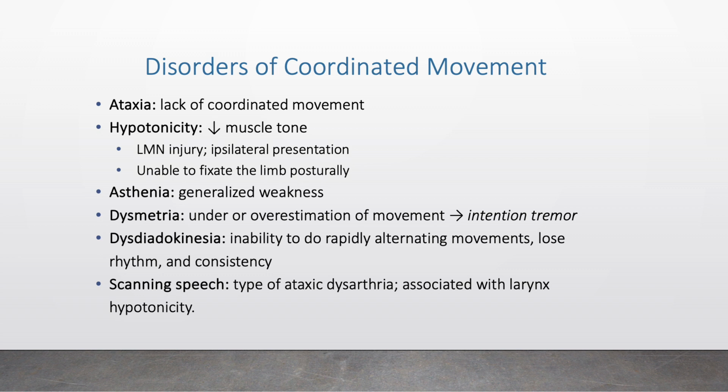Dysdiadokinesia can be caused by various conditions affecting the cerebellum, including cerebellar degeneration, stroke, multiple sclerosis, tumors, and certain genetic disorders. Symptoms include clumsiness and incoordination during rapid alternating movements, and lack of smoothness and precision in executing rapid movements.